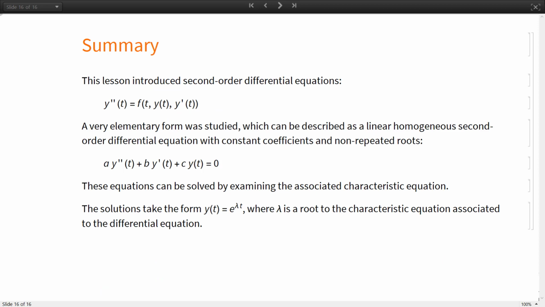This lesson introduced second-order differential equations which take the general form here. In this lesson, we solved linear, homogeneous, second-order differential equations with constant coefficients and non-repeating roots. These equations can be solved by examining the associated characteristic equation. The solution of these equations takes the form of y of t equals e to the lambda t, where lambda is a root to the characteristic equation associated with the differential equation.